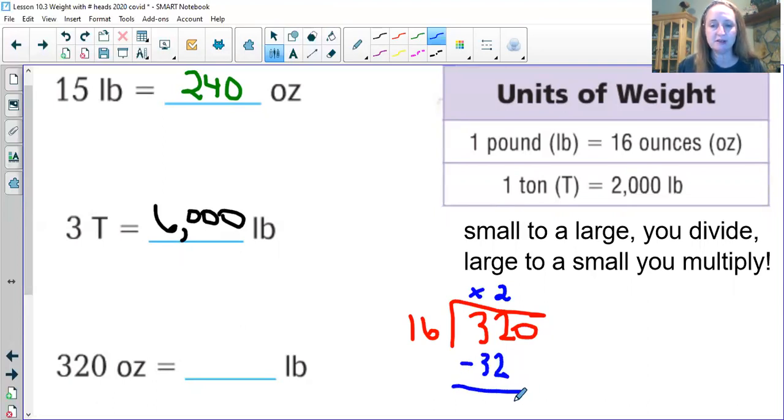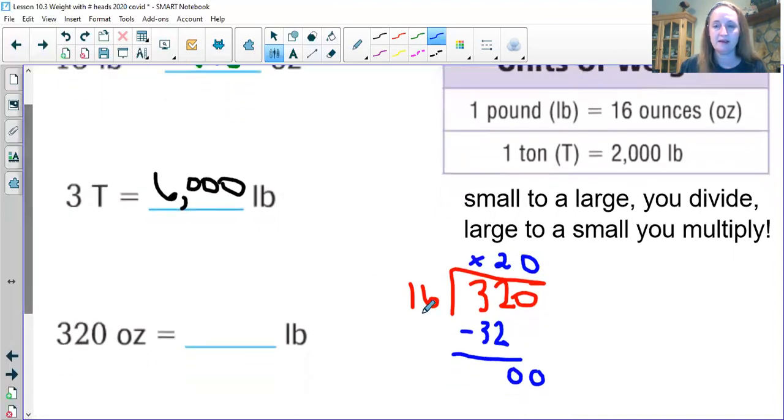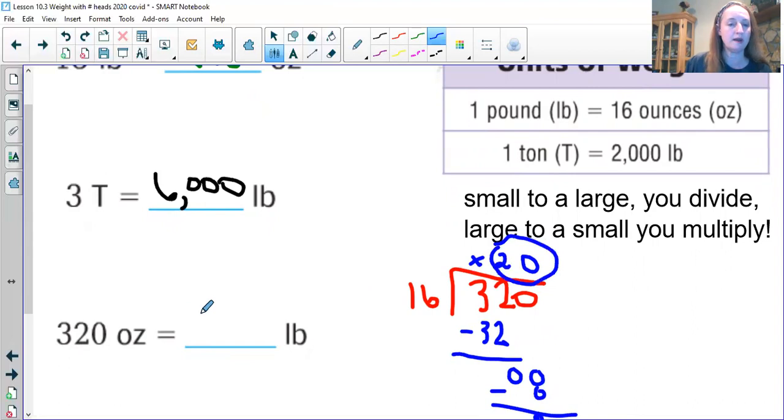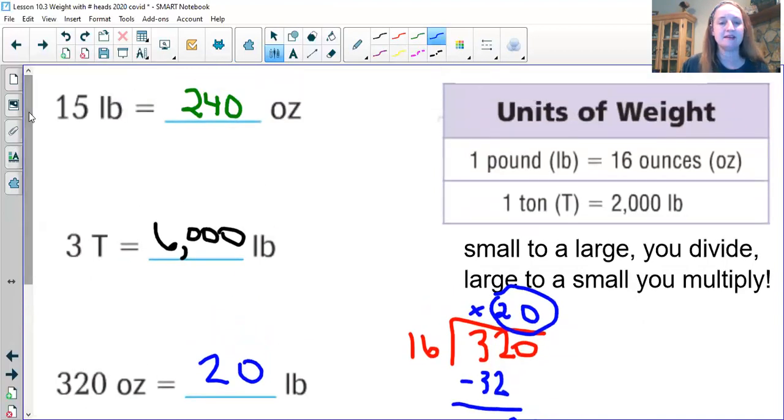Okay, let's go ahead and subtract. 32 minus 32 is 0. And let's bring down this 0. Now we're going to go back and divide again. 16 cannot go into 0. So we're going to put a spacer up there. And when we multiply, there is no remainder left. So we would say the answer would be 20. So 320 ounces equals 20 whole pounds. All right. And that makes sense because this should be a smaller number because there's a lot more ounces per pound. All right, let's go to the next slide.